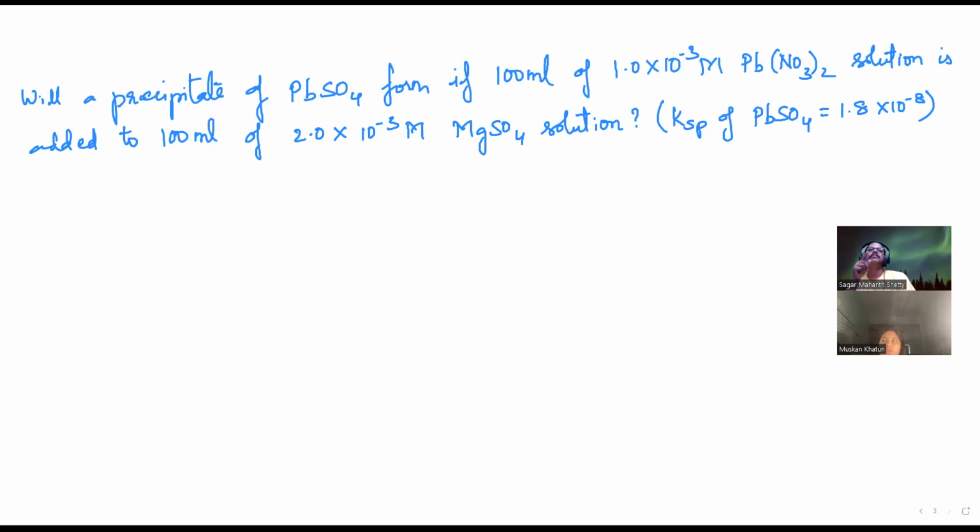So for example, if it is to be found out for lead, what's the value given for lead already? 1.0 into 10 to the power of -3. Okay, that's how much solution? That is for 100 ml solution. So that should be equal to M2 times 200 ml.